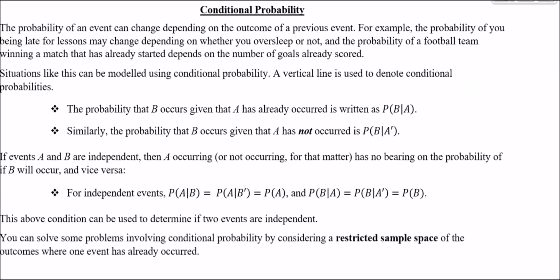You can also sometimes solve problems involving conditional probability by considering a restricted sample space of the outcomes where one event has already occurred. We're going to have a look at restricted sample spaces soon, particularly in the context of two-way tables and other tabulations of sample spaces.